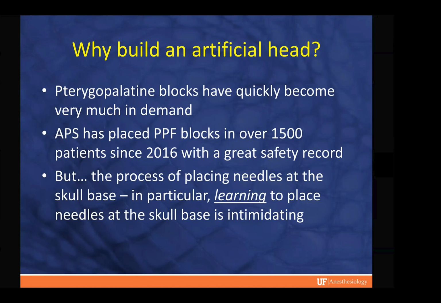Nonetheless, when you're learning to do this kind of thing, trying to learn to put a needle at somebody's skull base, in particular, if you're trying to learn to do this in young children, the process of learning to do this is intimidating. So if we can get to a place where we can start to teach people at least the mechanics and some of the anatomy without having to introduce that intimidation factor, that seems like something that would be a worthwhile exercise.